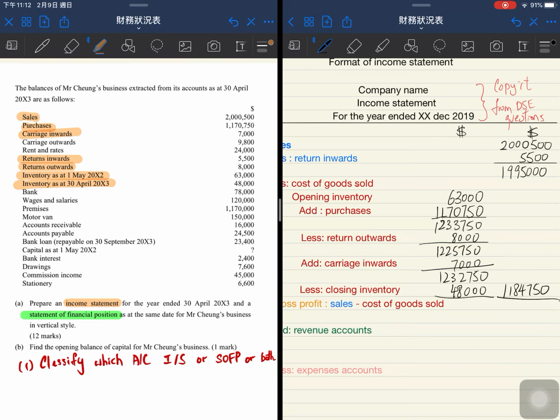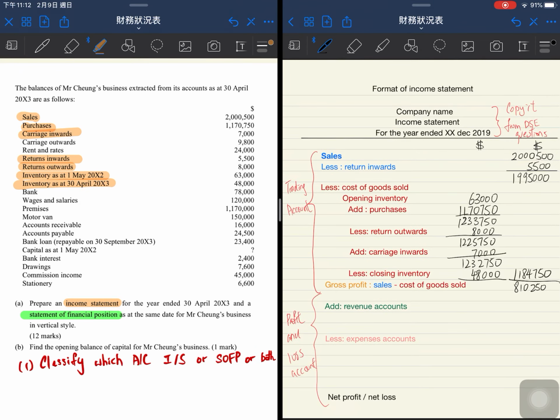So we have cost of goods sold 1,184,750, and we put the net sales 1,995,000 minus 1,184,750. We have gross profit 810,250. That is the gross profit.